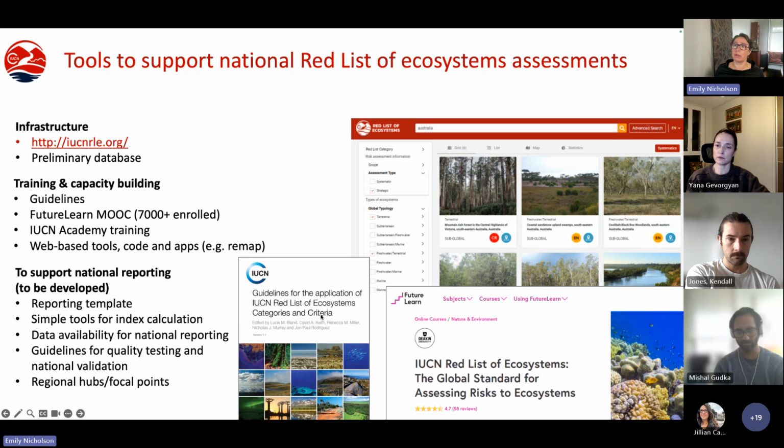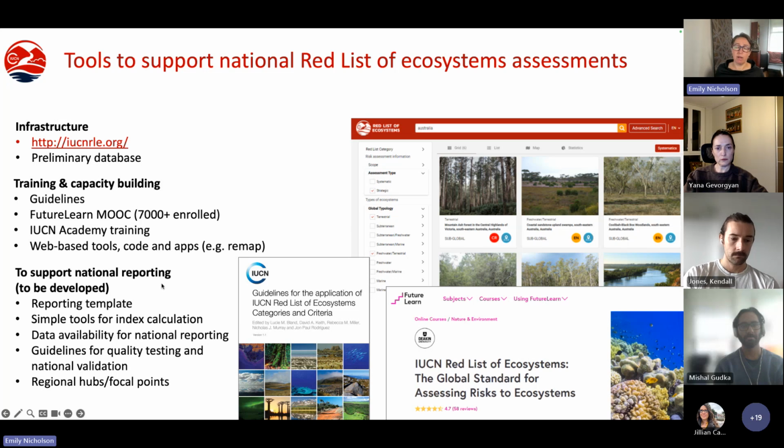Probably one of the most important resources is the guidelines for the application of the Red List of Ecosystems categories and criteria. We have a new version of that coming out in the coming months with an update. We also have various free and open online courses that are available for anyone to use, including a MOOC, a free open online course on the FutureLearn platform, which has had about 7,000 people enrolled so far, and an IUCN training on the IUCN Academy, which provides more in-depth and technical training. And we have a range of web-based tools and code and apps that people can use to support their assessment.